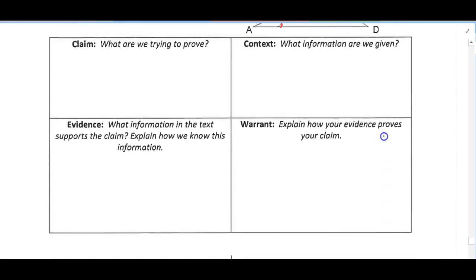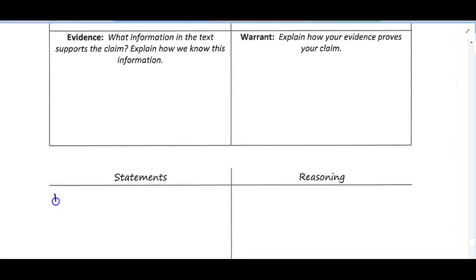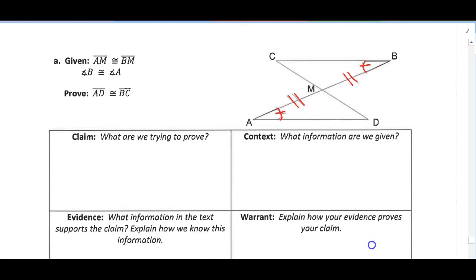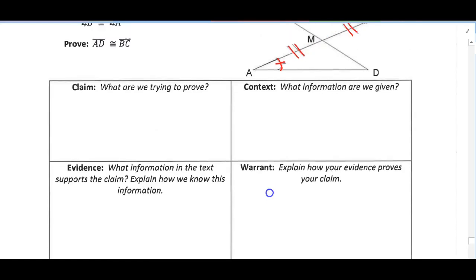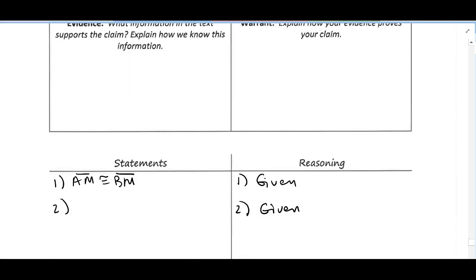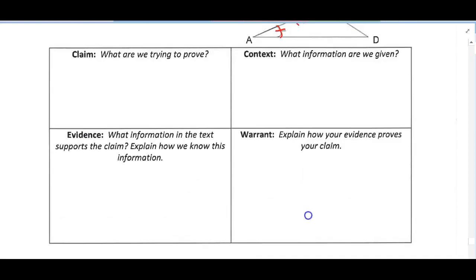So I'm going to go ahead down here and put in my given information. So I have two pieces of given information, and we've got AM is congruent to BM, segment AM is congruent to segment BM, and I had angle A and angle B are congruent. So this is a pair of sides and this is a pair of angles. So let's go back up here.